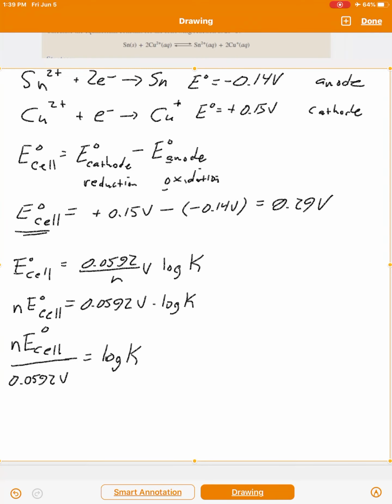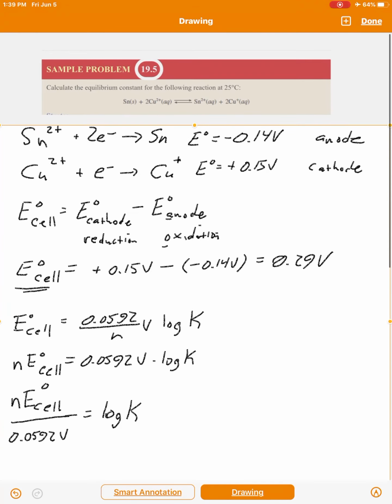So we need to know what n is. If you look at the equation, tin has 2 electrons. Copper only has 1, but it's 2 coppers, right? So it's 2 coppers, 2 electrons. You might think, isn't that going to change this? Wouldn't we multiply that by 2? We do that for many different things, right? Delta G, delta S, delta H. Not for E, not for cell potential or for reduction potentials.